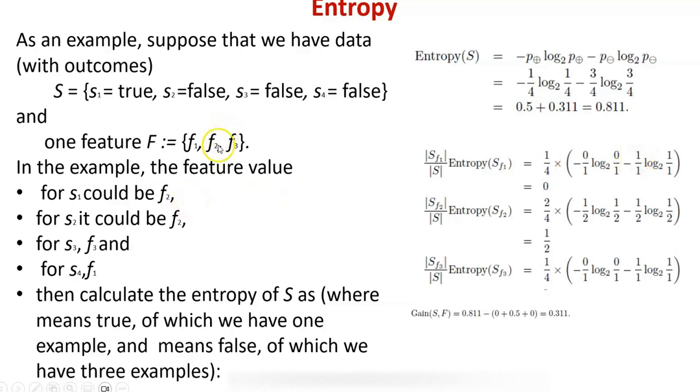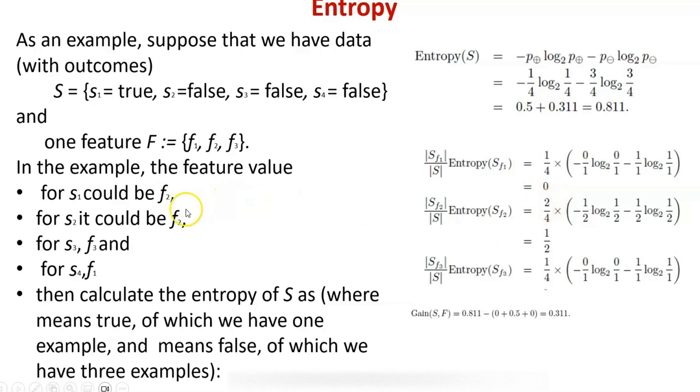Next, let us take this second feature. The second feature value is F2, right? Let us see how many samples are having F2. 2 samples are having F2, right? So out of 4 samples, 2 are having the feature value F2, right?